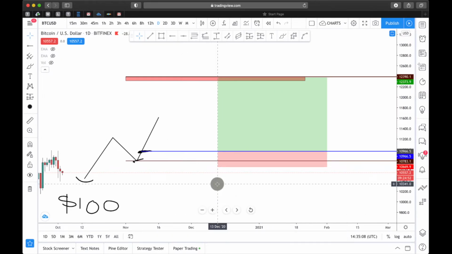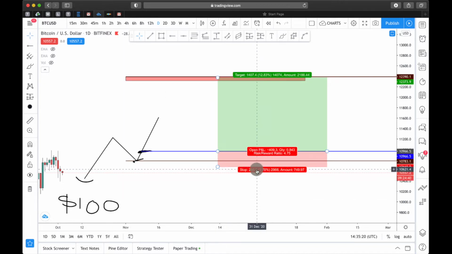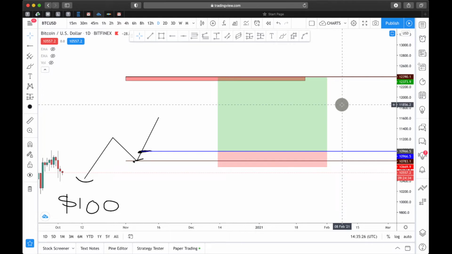So now we already know our risk per trade, which is 5% of our $100, which is $5. We already know the distance between our entry price and our stop loss, which is 2.7% away. We already know our target. So what we are trying to get now is how much are we going to put on this particular trade.